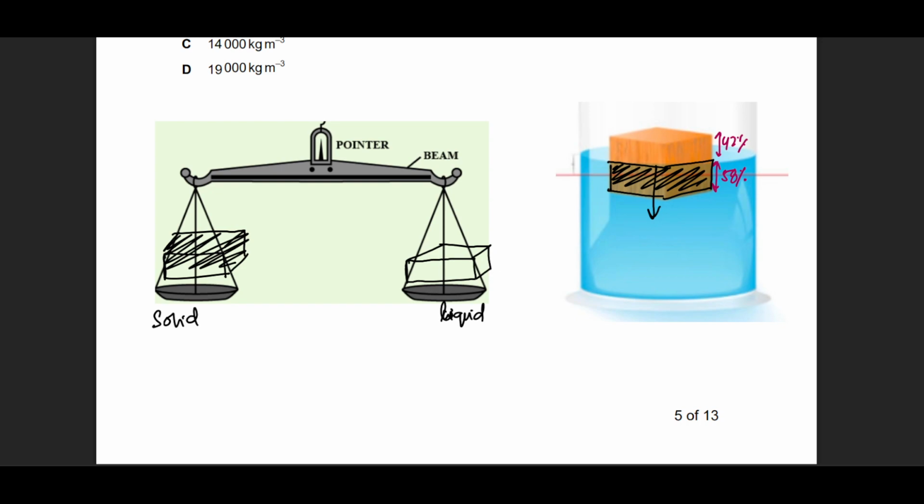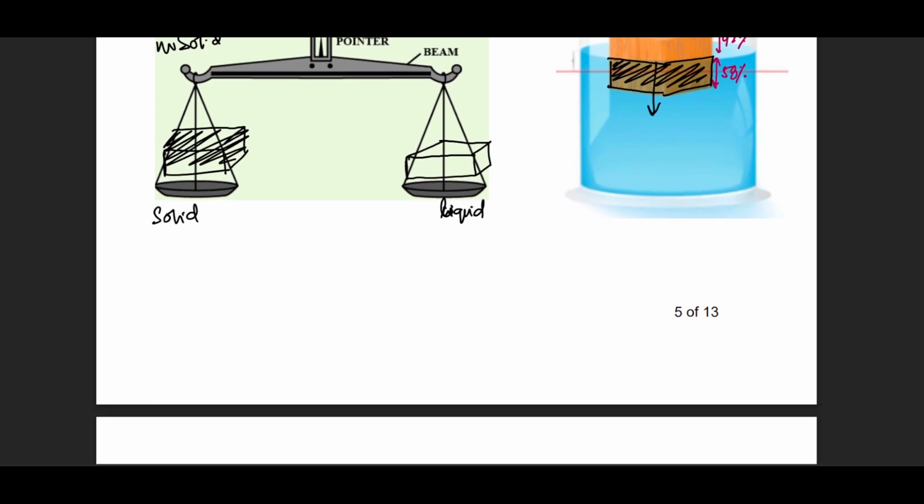So there is a balance between them. Since it's in equilibrium, that means whatever the weight of the solid is, is equal to the weight of the liquid it tried to displace. This is what upthrust is, right? So let's try to see what's happening. The force generated by the solid is equal to the force generated by the liquid. What is the force generated by the solid? That is actually equal to its weight.